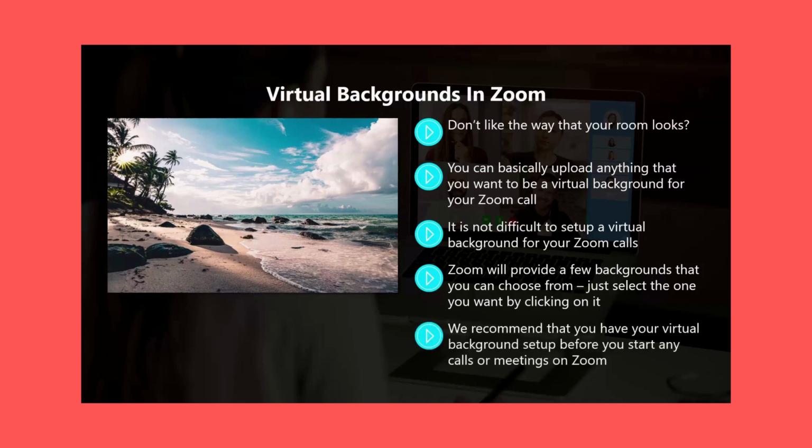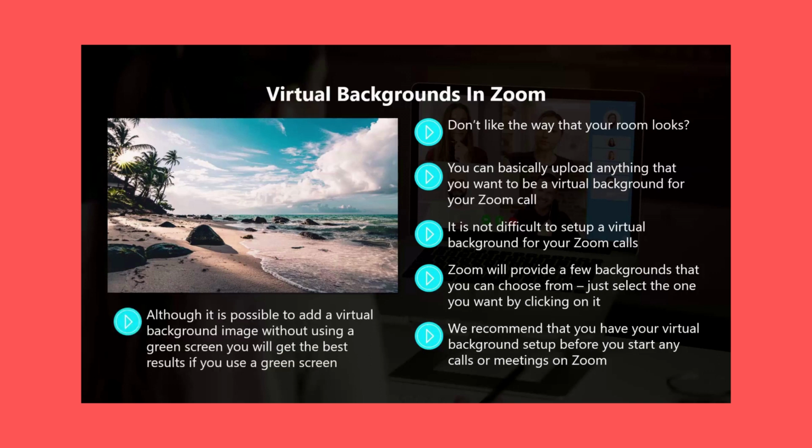We recommend that you have your virtual background set up before you start any calls or meetings on Zoom. But if you forget, you can actually add a virtual background while a call is in progress. In the Zoom application, click the arrow next to the video symbol on the left-hand side, and then click on Choose a Virtual Background. Although it is possible to add a virtual background image without using a green screen, you will get the best results if you use a green screen. You can add a virtual background using an iPhone as well. Just tap on the three dots at the bottom of the screen and then tap on the More option. Tap on Virtual Background and choose the one you want.